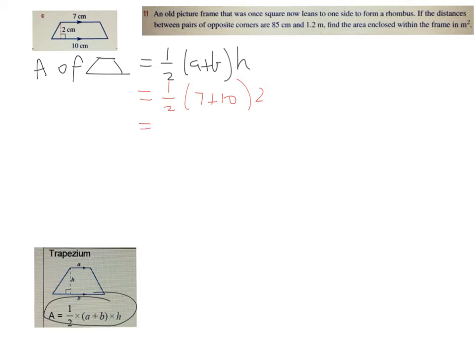So we end up with a half times 2, which we know is 1. 10 plus 7 is 17. And that's all there is to it. And we'd say we're dealing with centimetres squared.